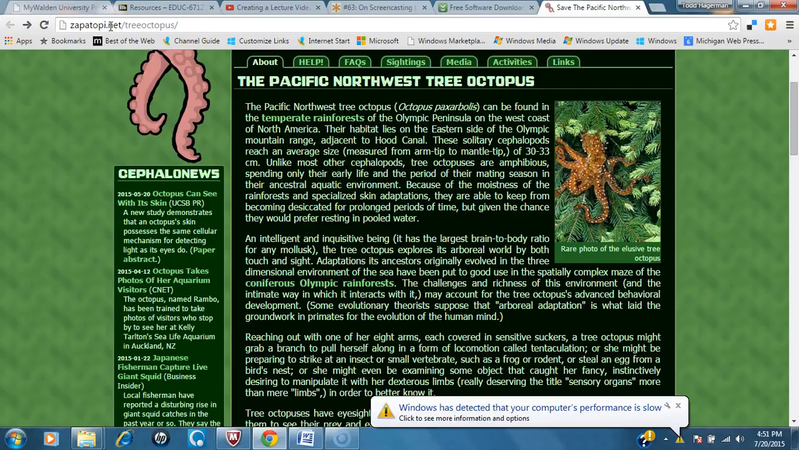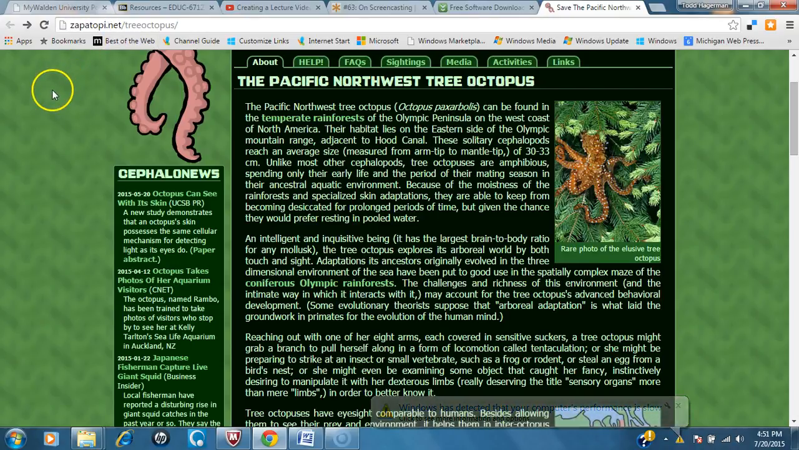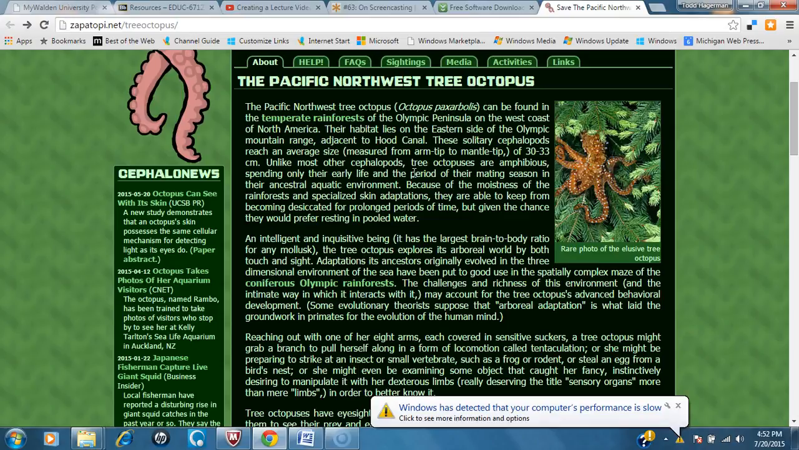The next thing I'm going to do is examine a little bit of the content that's on this website. If I take a look, it says that these solitary cephalopods can reach an average size of 30 to 33 centimeters. Unlike most cephalopods, the tree octopus are amphibious. Well, what I know about cephalopods is that they're marine mollusks and they live in the water.